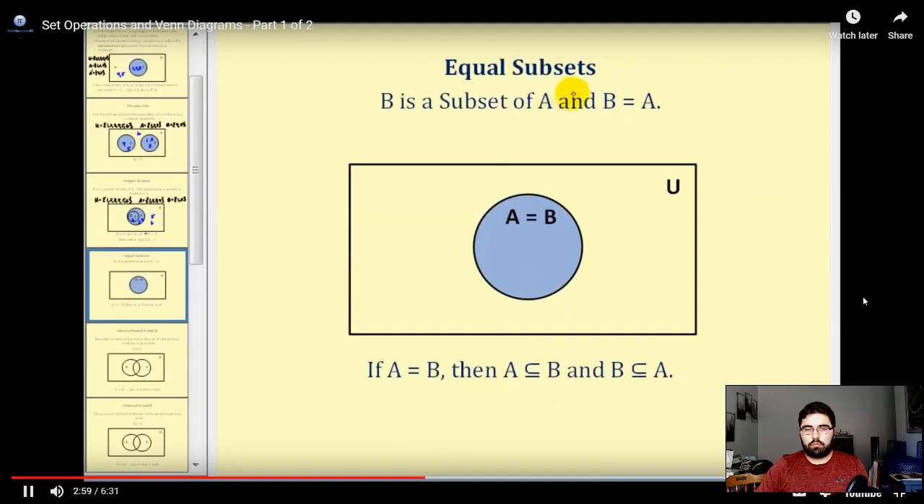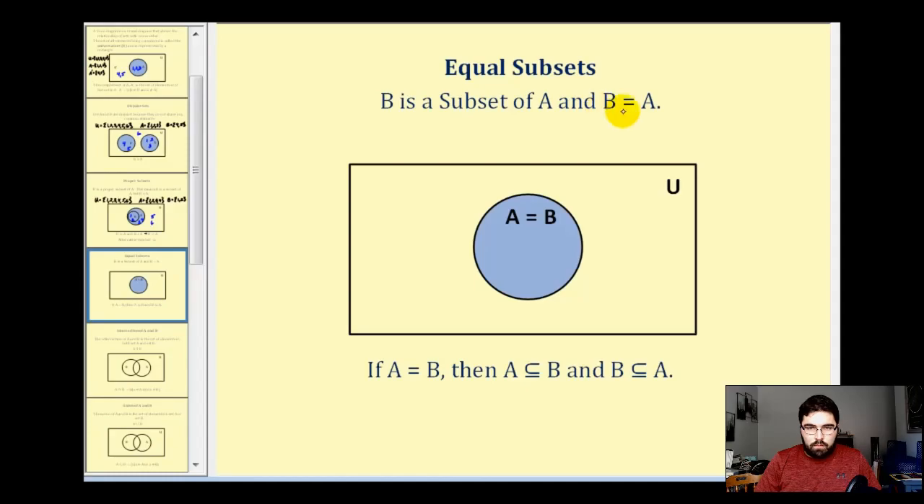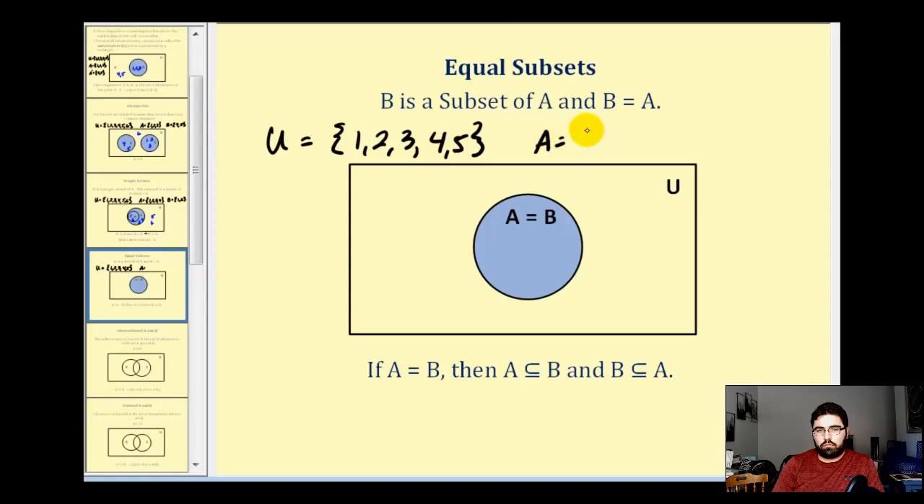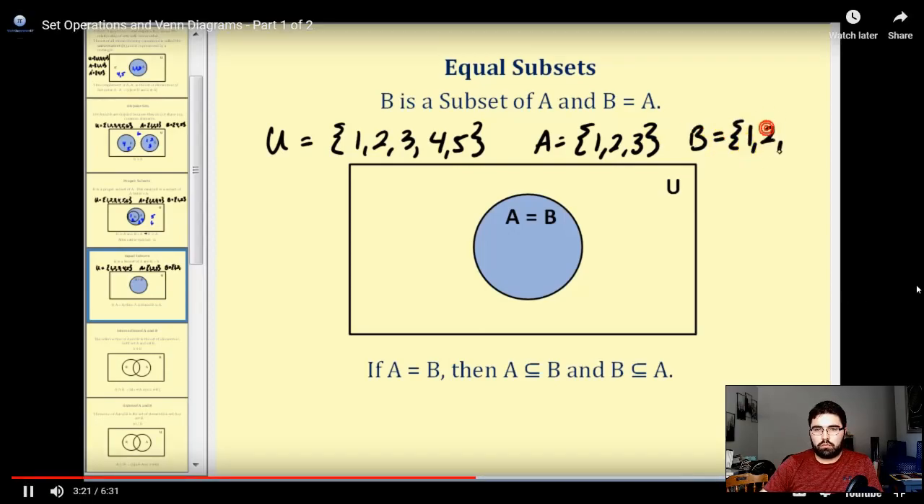And if we have equal subsets, that means B is a subset of A and B is also equal to A. So all the elements in A and B are in the same circle. So the universal set was 1, 2, 3, 4, 5. If set A contains 1, 2, and 3, then in this case B also contains the elements 1, 2, and 3. So we'd have 1, 2, and 3 here, and then outside A and B would be 4, 5, and 6.